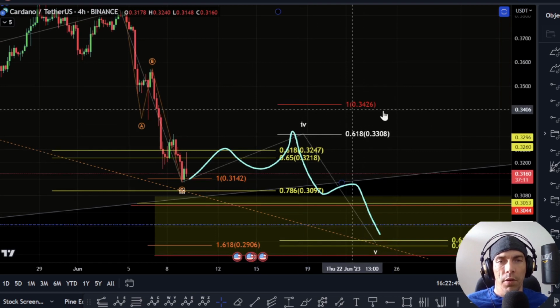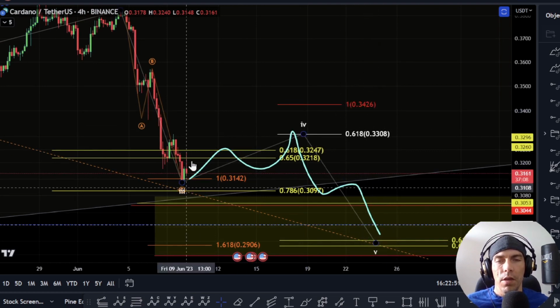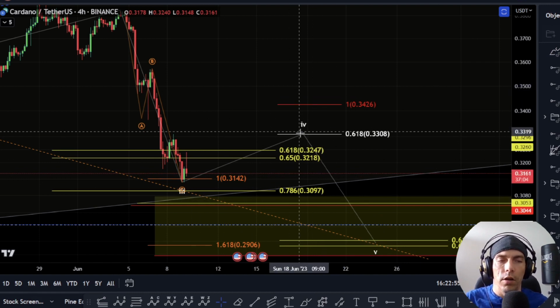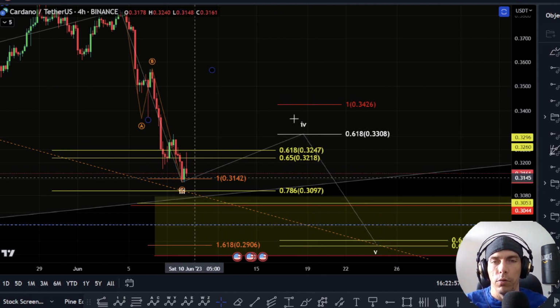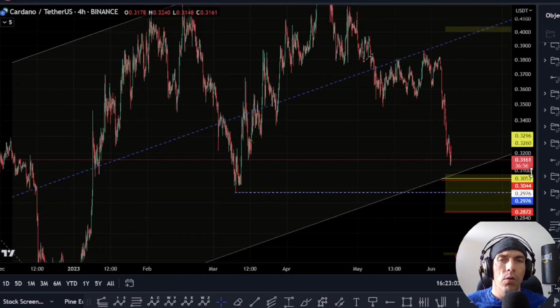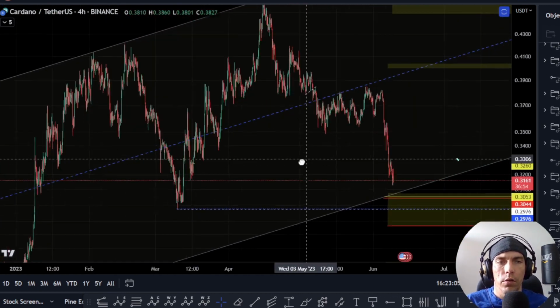Now, if we do cross above this 34.26, that would mean we can't look at this as a diagonal anymore, because the wave 4 is not allowed to become bigger than the wave 2. So this is going to be our invalidation point for this count. Even though we haven't invalidated it, it is starting to look less likely.